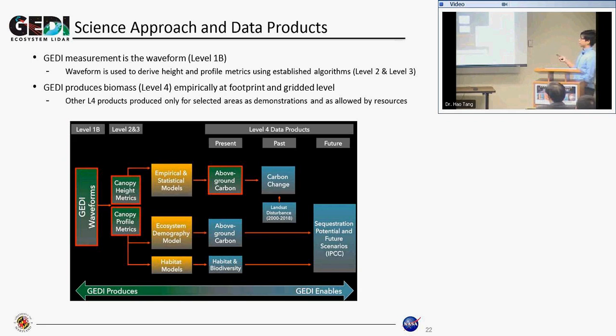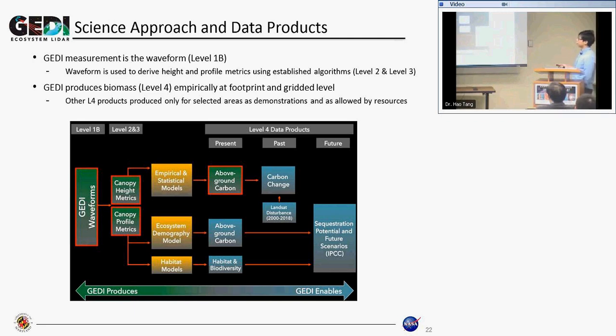What we get from GEDI is as simple as this: the waveform. Everything else is based on the waveform, or the geolocated waveform, so we know where we are. We have the waveforms on all the land area. The location error of the GEDI footprint is expected to be around 8 to 10 meters, 1 sigma, after post-processing is applied.